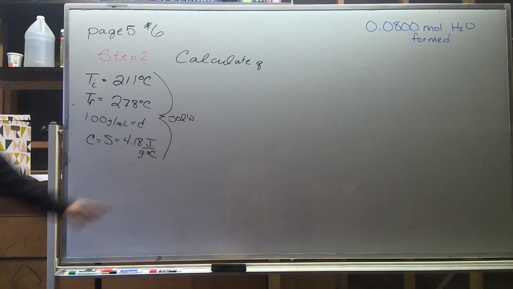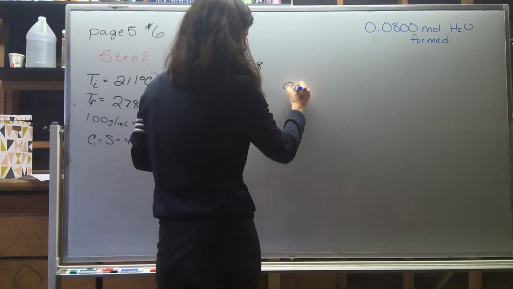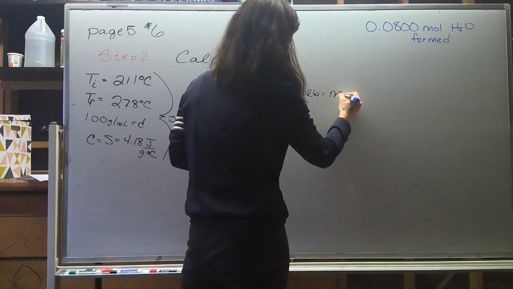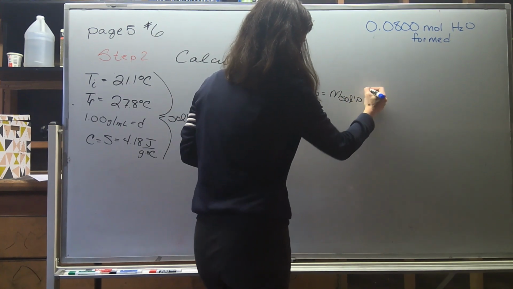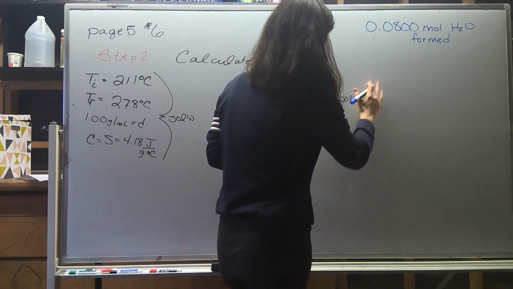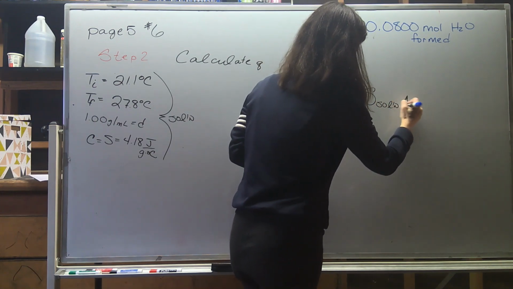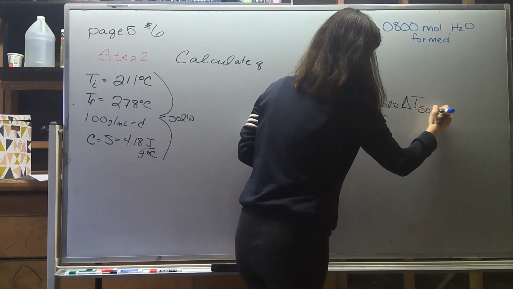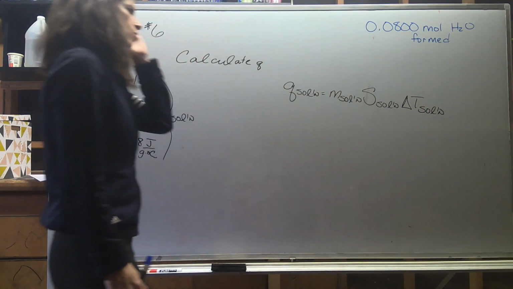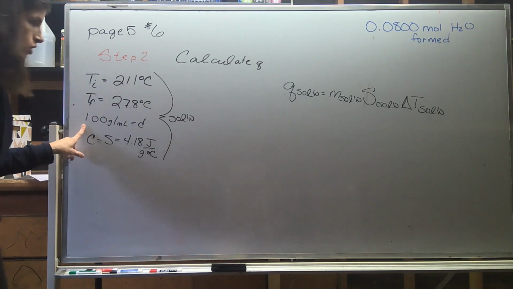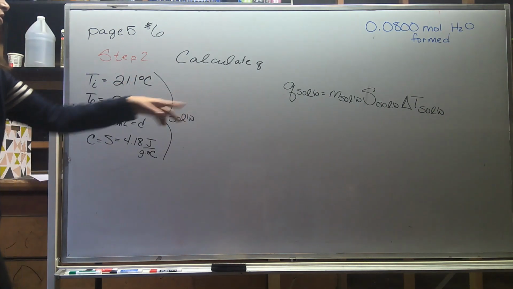So we can write Q of the solution equals mass of the solution times the specific heat of the solution times delta T for that solution. So we'll plug and chug into that formula. I have almost everything. The density. So how am I going to use that? I need the mass of my solution.